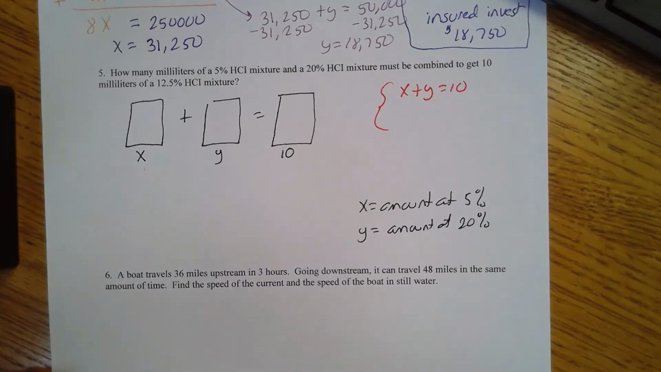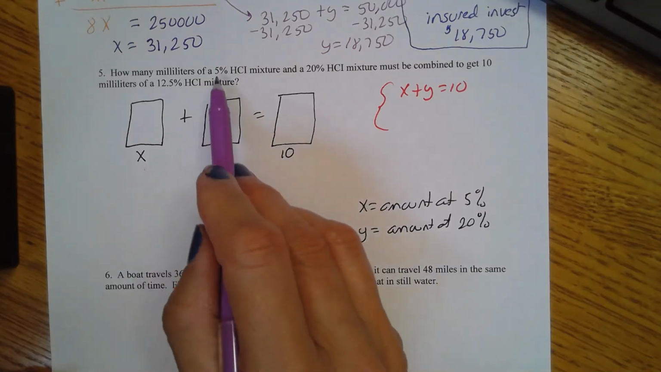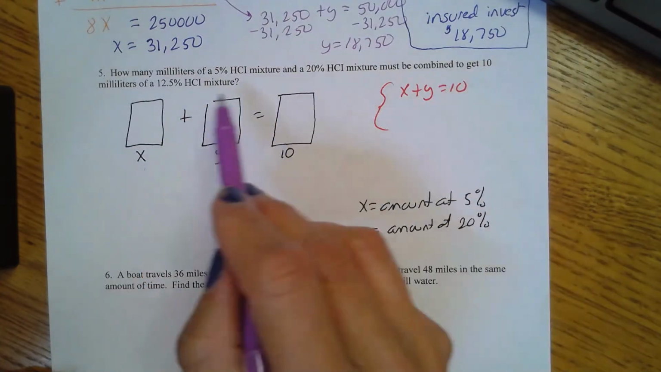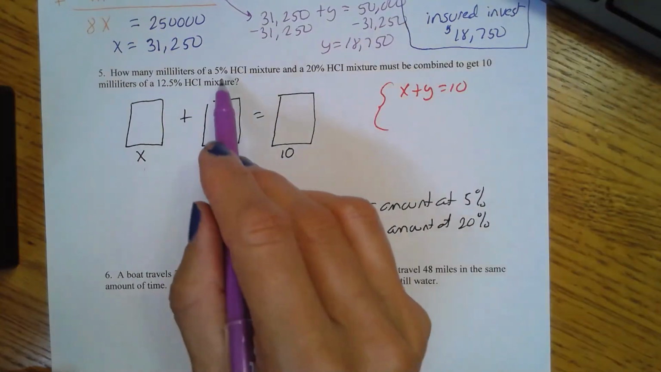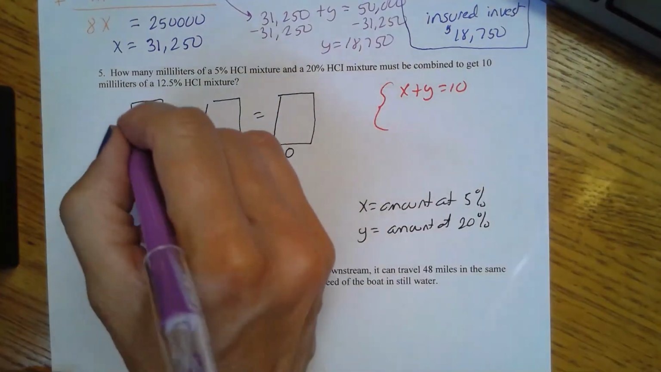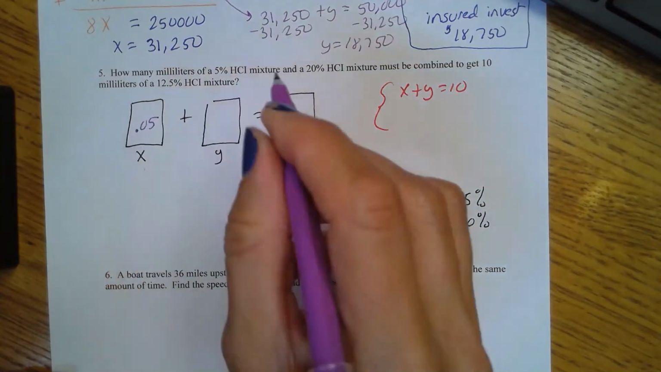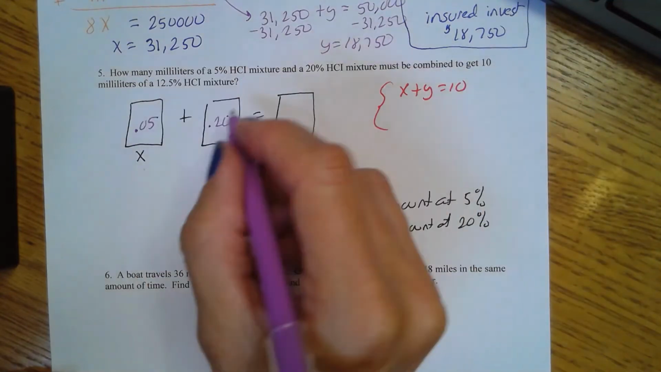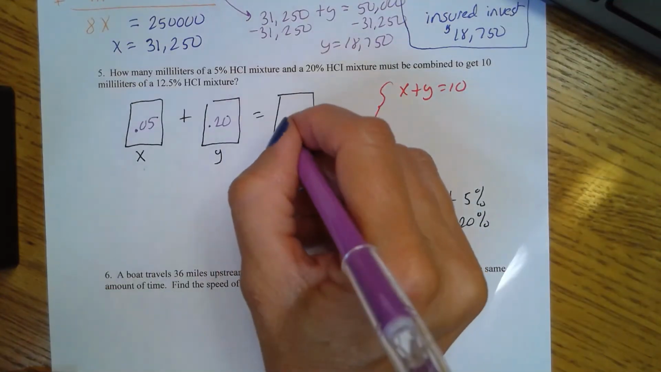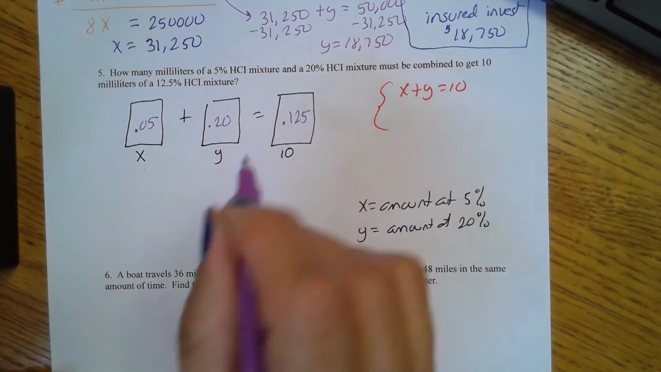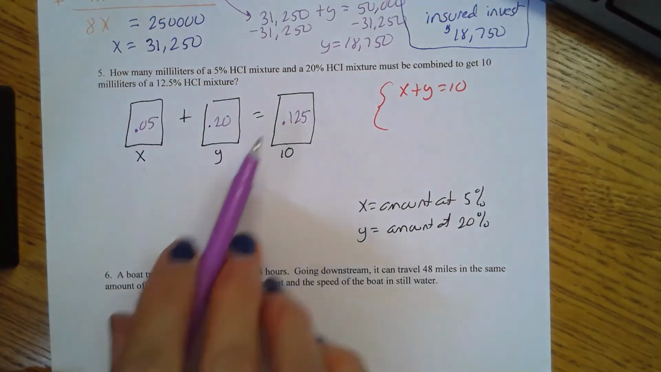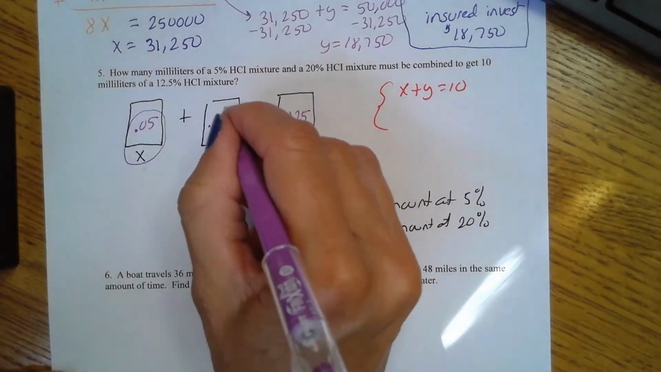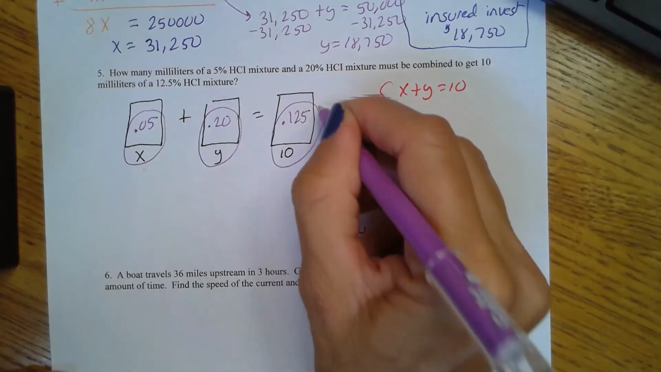So what would be the next equation? Well, we have to do the percent times x plus the percent times y, and that should equal the percent times 10. The percent for the first mixture is 5%, so that's going to be 0.05. For the second mixture it's 0.20. And for the last mixture, it's 12.5, so moving the decimal twice, I get 0.125 to make it into a decimal.